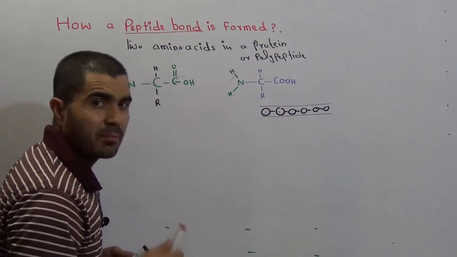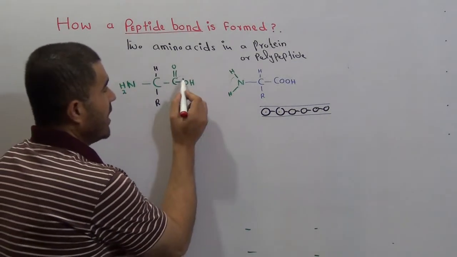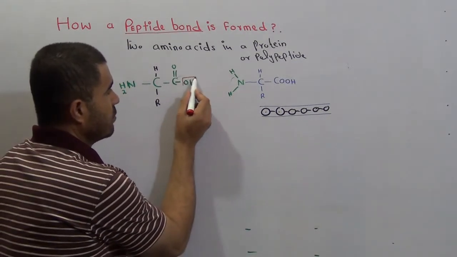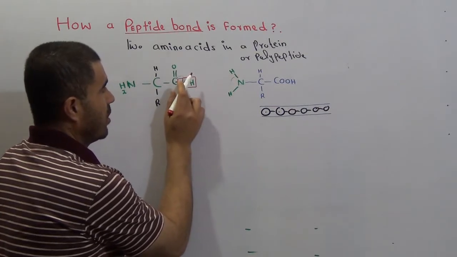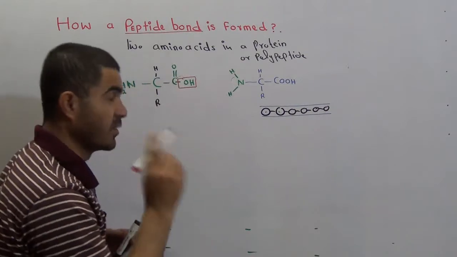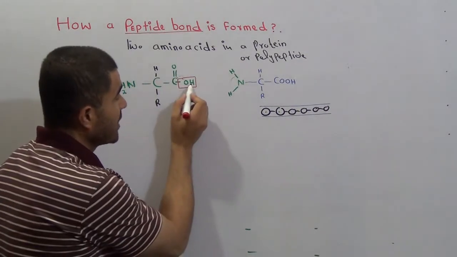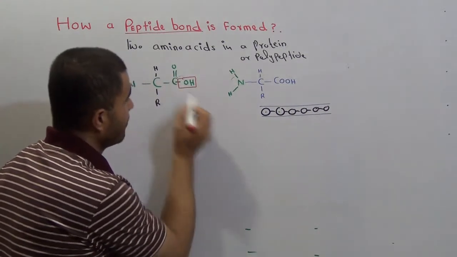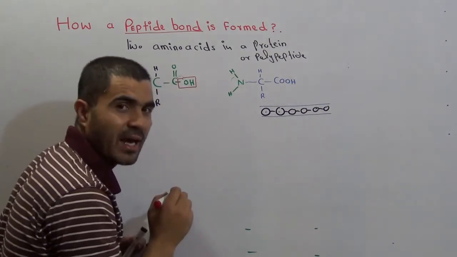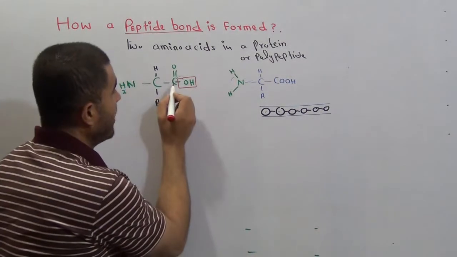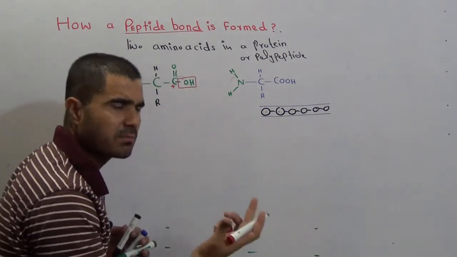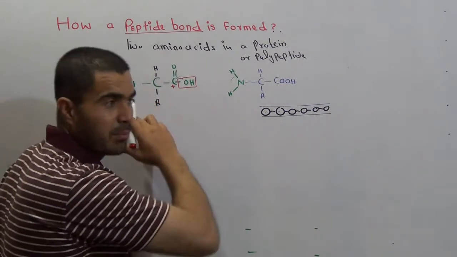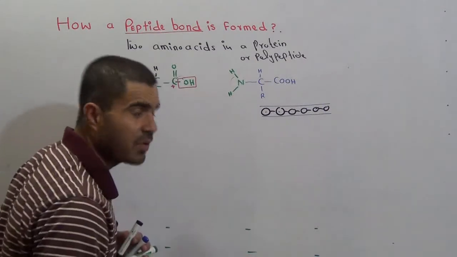Now what will happen during bond formation? That OH will be removed completely along with the bond. And do you know what will happen if that OH removes itself along with the bond? That will cause a positive charge on the carbon. So carbon will be electron deficient because the bond has completely gone along with OH.